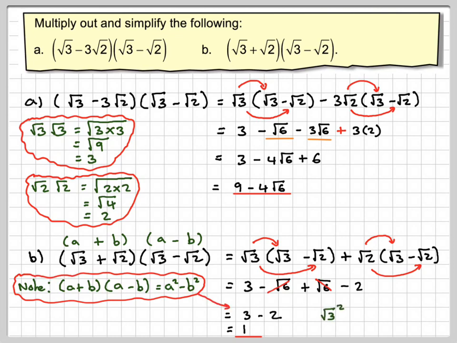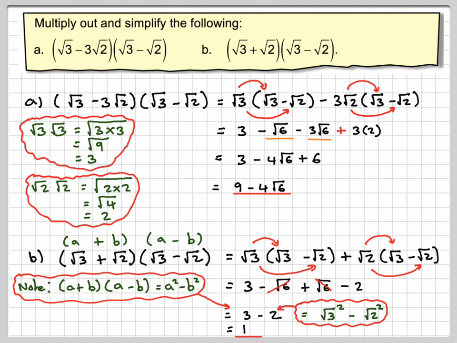So we could have done very simply root 3 squared, and we know that to be equal to 3, minus root 2 squared, we know that to be 2. So we wouldn't have to do all this complicated multiplying out. And that would give me 3 minus 2, which is equal to 1.